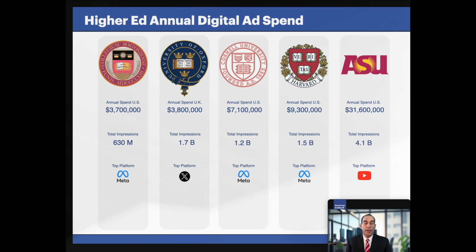So this is a recap of the 5 schools that we just covered: Boston College, University of Oxford, Cornell, Harvard, and Arizona State, with the number of impressions overall that were achieved between March of last year and February of this year, so the 12-month period. The top platforms where they're doing most of their ads, so with Meta, it's Instagram and Facebook. Again, Oxford doing something with Twitter.